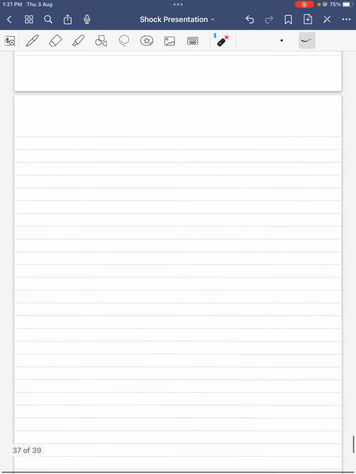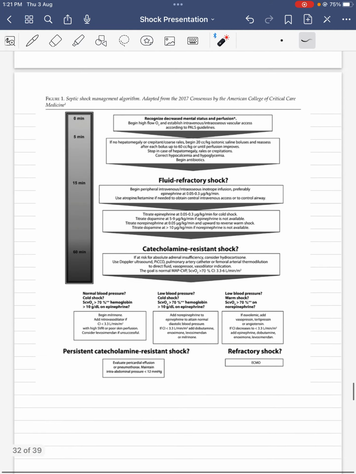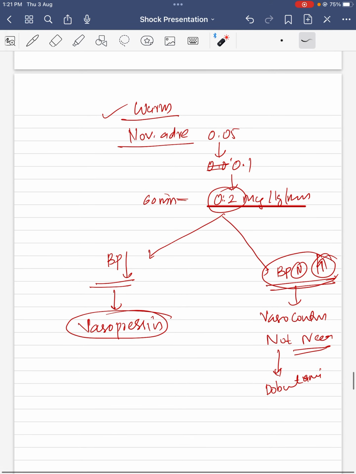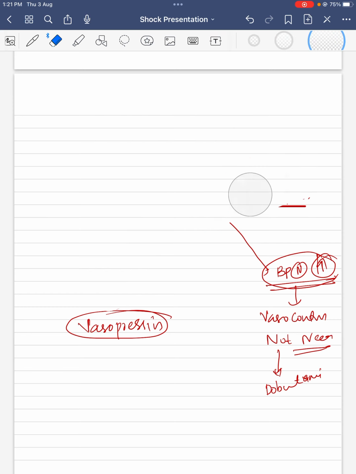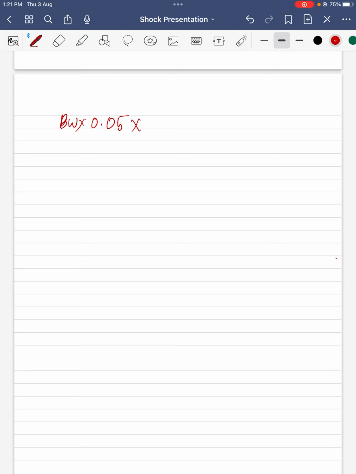This much clear? Now let us see how we will calculate the dose, because what we follow in our unit is very difficult to manage, a cumbersome calculation. Like body weight into, suppose adrenaline I am starting with 0.05 into 1000, so many calculations. And after each dose, suppose I started at 10 am and at 10:15 if the baby is not improving, I have to recalculate it. To avoid that, I will tell you a simple way.